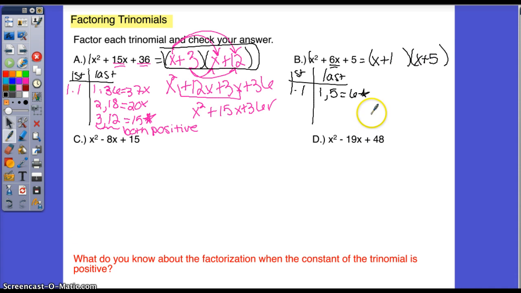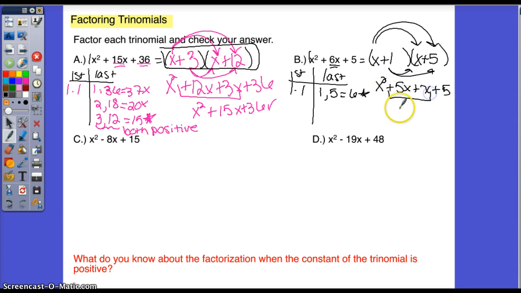Let's do a quick distribution check. X times x is x squared. X times 5 is positive 5x. 1 times x is plus x. 1 times 5 is plus 5. 5x plus x is 6x, plus 5, x squared plus. Good to go. Here is our answer.